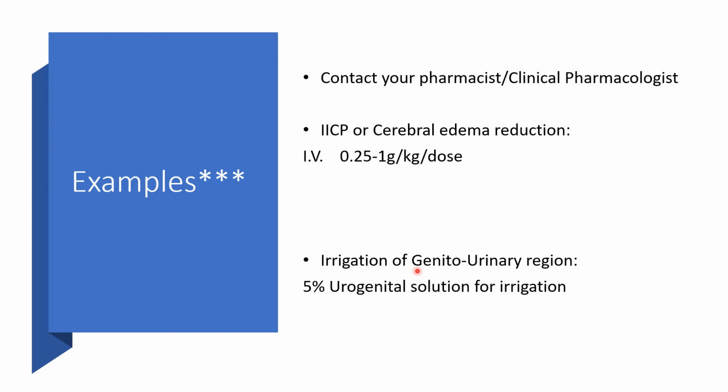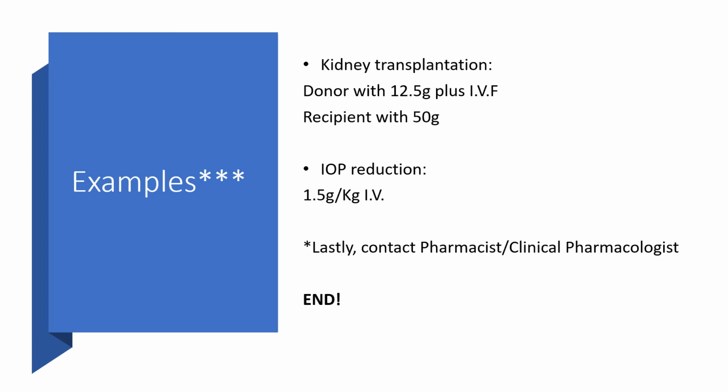If it is about irrigation of the genitourinary region, contact the nephrologist or urologist, okay? Then you can use this strength. When it is kidney transplantation, of course, the transplantation will be done by an expert, right? The donor can get as high as 12.5 grams with IV fluid. The recipient will get more than that, as high as 50 grams. In increased intraocular pressure reduction, involve the ophthalmologist, but you may go for this. Lastly, contact a pharmacist, please. Contact your clinical pharmacologist, please.